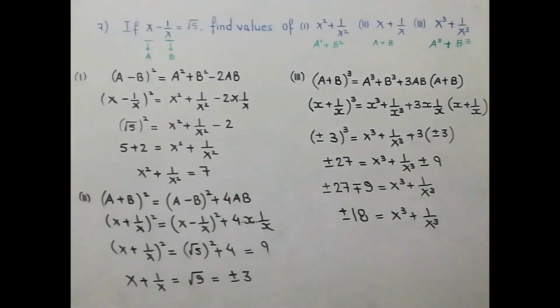I have shown both in one step only, but it would be better for you if you show these in two different steps. After arranging the formula, you substitute value for x plus 1 upon x as plus 3 in case 1 and minus 3 in case 2. So you can pause and note down this question.